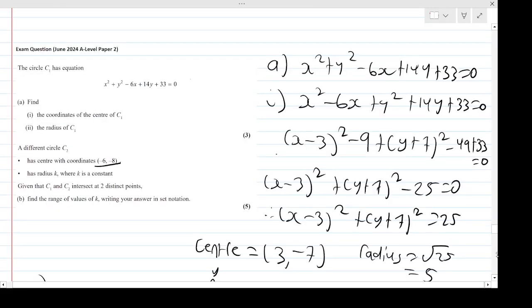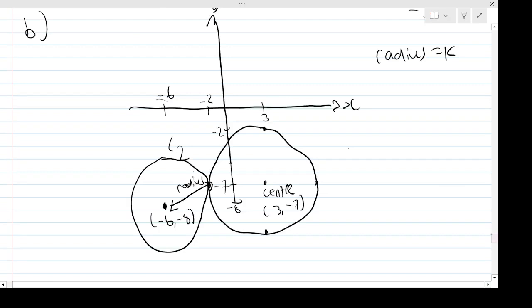So what we've got going on, if I draw the situation again, when they cross over in this way, the centre's there, let's say. So that's the circle C1 that we draw, and that's the circle C2 here. I want this length here, because that's the radius of C2. So that'd be K.